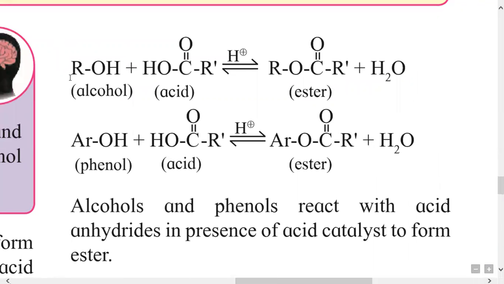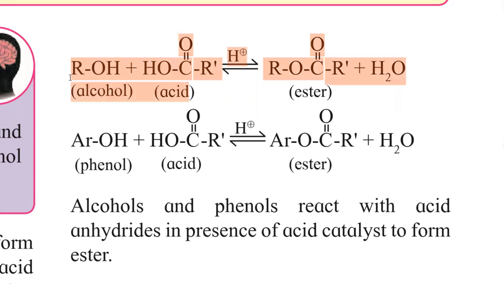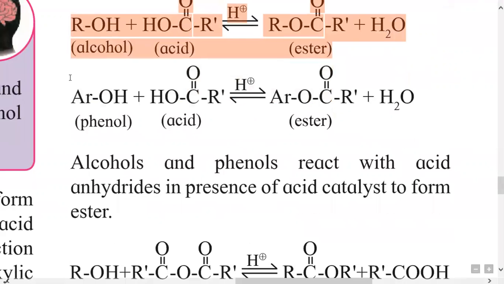here. The general formula of alcohol is ROH. When it reacts with a carboxylic acid in the presence of H+, in a reversible reaction, it gives R-C=O-R'. This is the ester, and H2O is formed. To remove this H2O, the acid is used as a catalyst. This is the esterification reaction of alcohol.